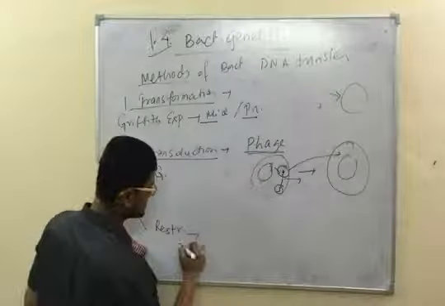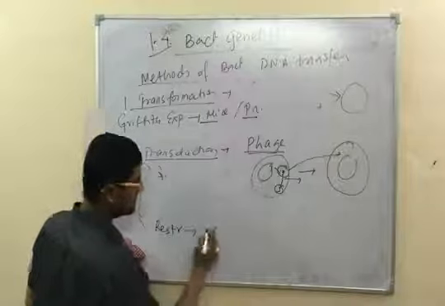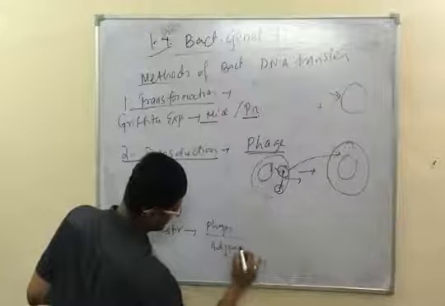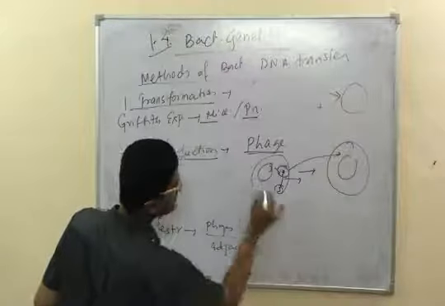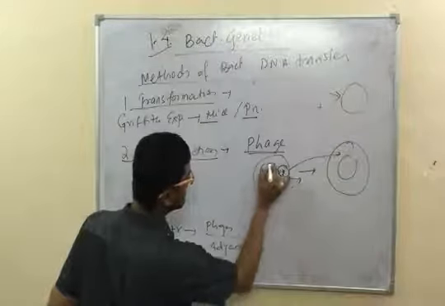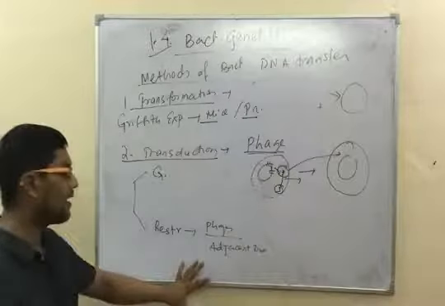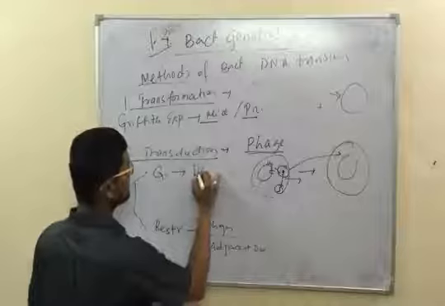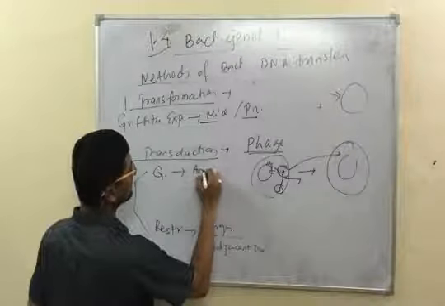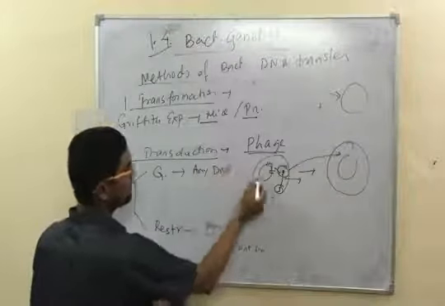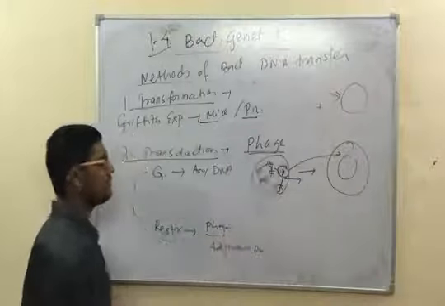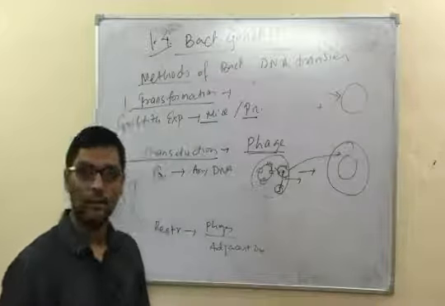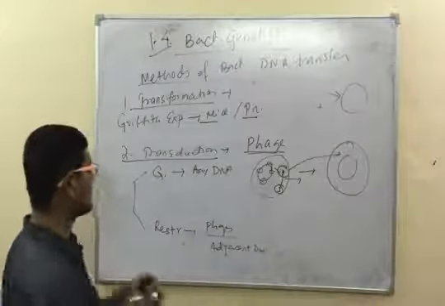Restricted transduction is the method by which the phage takes up the adjacent DNA. If the phage takes up only the adjacent DNA, it is called restricted transduction. But generalized transduction is a method by which the phage can take up any DNA from the bacterial chromosome. Any DNA, from any site, can be taken up by the bacteriophage. This is called generalized transduction.